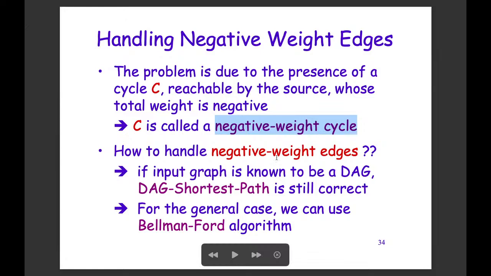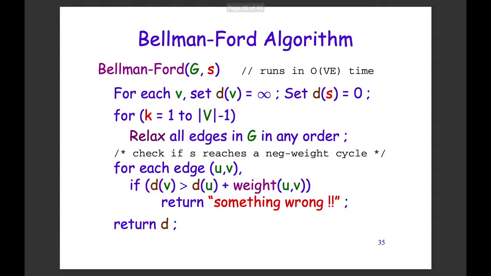So if there is no negative edge weight, we can use Dijkstra. If there is negative edge weight, we can use Bellman-Ford. And what will this algorithm tell us? It will tell us the shortest distance when there is no negative cycle, and it can also discover whether there is a negative cycle or not. Okay, so let's see how this algorithm works.